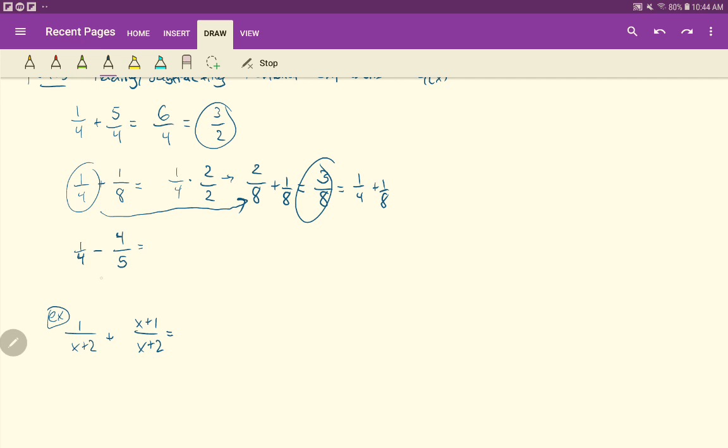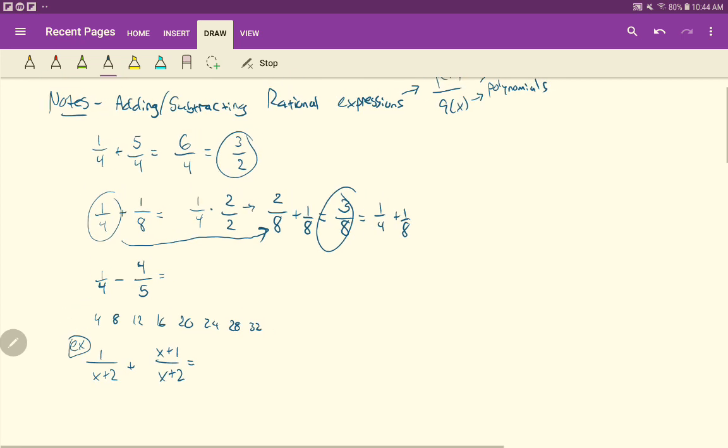So we can think about multiples of 4. It goes 4, then 8, then 12, then 16, then 20, then 24, then 28, and then 32, and so on and so forth, right? And the multiples of 5 are 5, 10, 15, 20, 25, 30, so on and so forth. But you'll see here that the multiples of 4 and multiples of 5, we can get them both to be 20. And so that's what we're going to shoot for. That's going to be our least common denominator here.